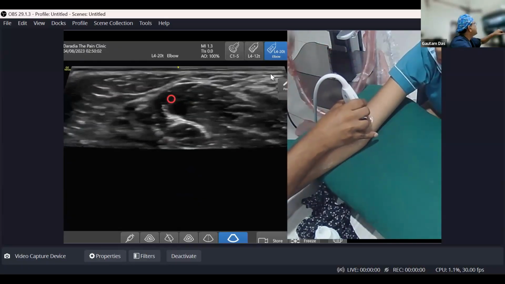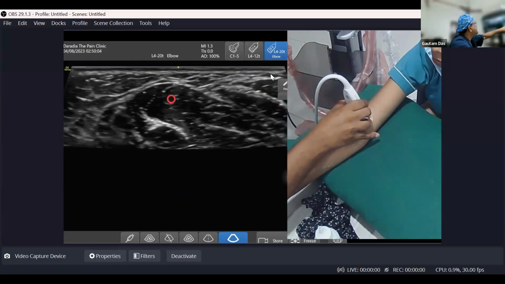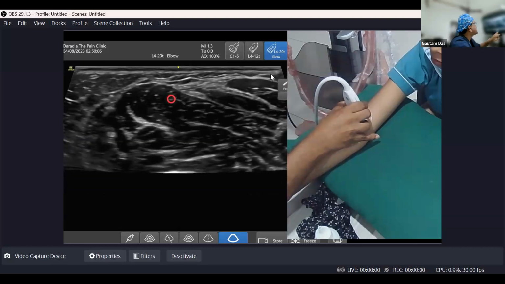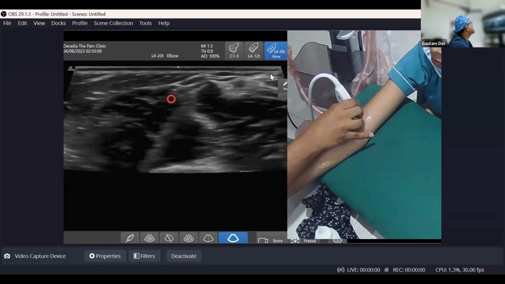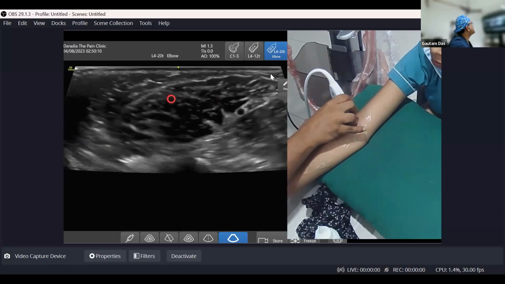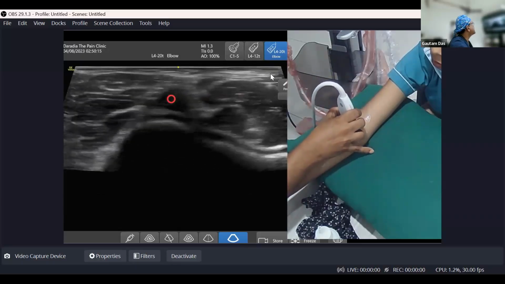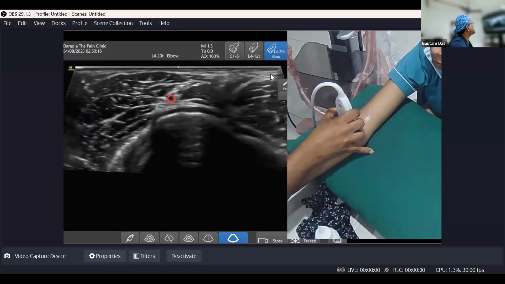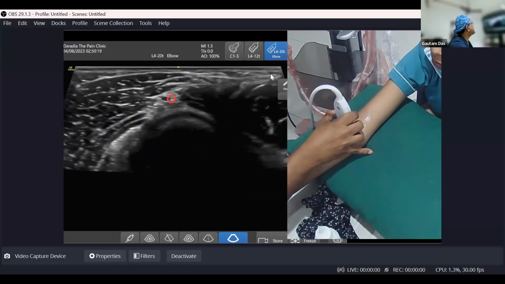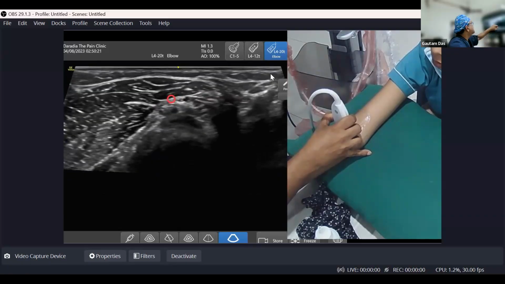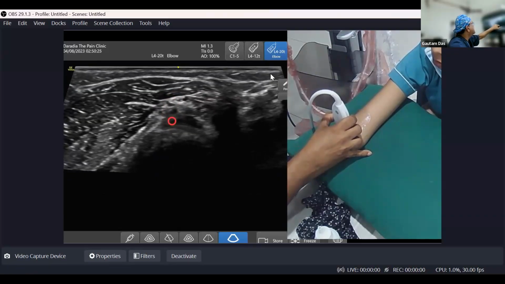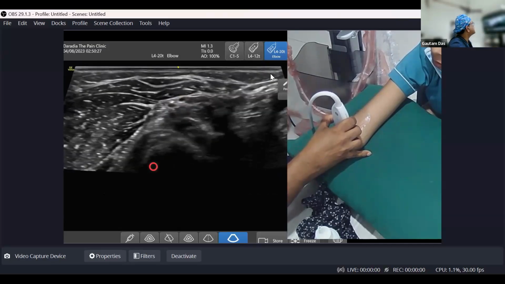Again, let me adjust the depth a little bit. So this was your brachialis, brachioradialis. In the center, follow the above nerve. This is the deeper branch, this is going down. This is the superficial branch.